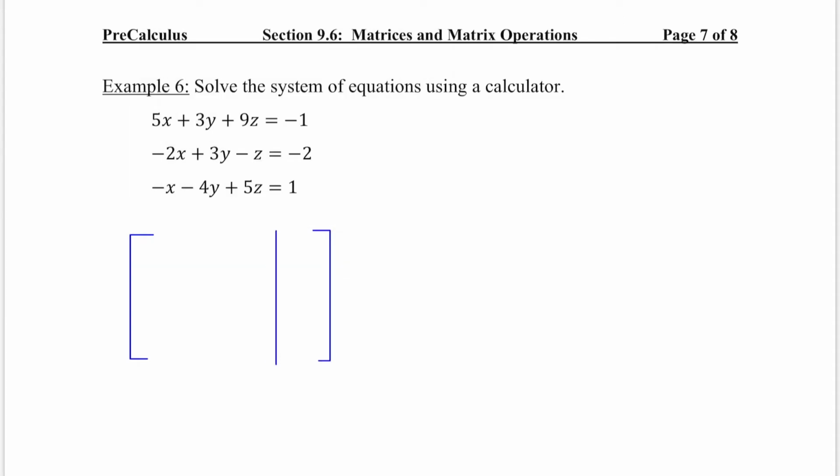For the first row, I have 5, 3, 9, negative 1. For the second row, I have negative 2, 3, negative 1, negative 2. For the third row, I have negative 1, negative 4, 5, 1. So I have a matrix with 3 rows and 4 columns. So this is called a 3 by 4 matrix. And I am going to enter this matrix into my calculator.